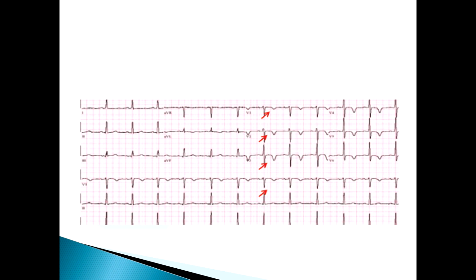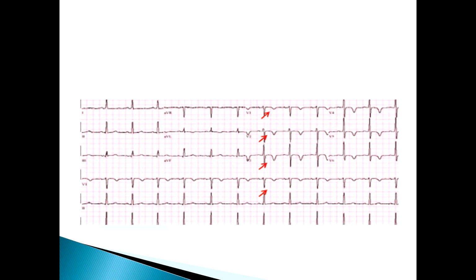This is ST depression and deep T-wave inversion V1 to V6. Widowmaker pattern. Usually in the case of classical chest pain, if you are getting this type of ECG, it means proximal left anterior descending artery is 99% closed. So these are the patients where you have to be careful.